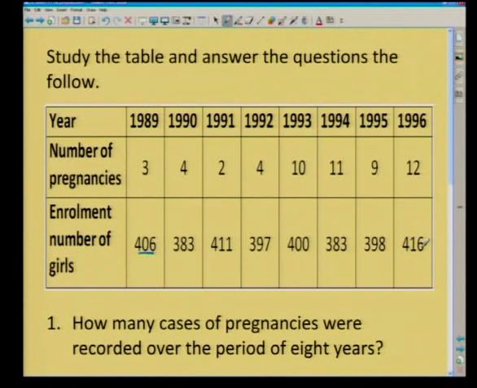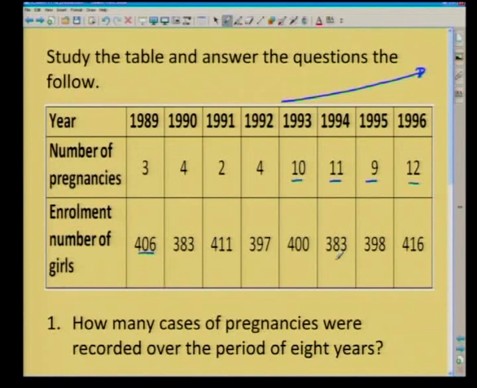They don't have exactly the same number of girls every year. The number of pregnancies: 3, 4, 2, 4, 10, 11, 9, 12. So what does that tell you? Just look at this and see what you see. From 1989 to 1992, very few pregnancies. And then all of a sudden, it just shoots up. Here you've got 10, 11, 9, 12 pregnancies. If you think of 10 pregnancies out of 400 girls, 11 pregnancies out of 383 girls, there's a huge increase there.